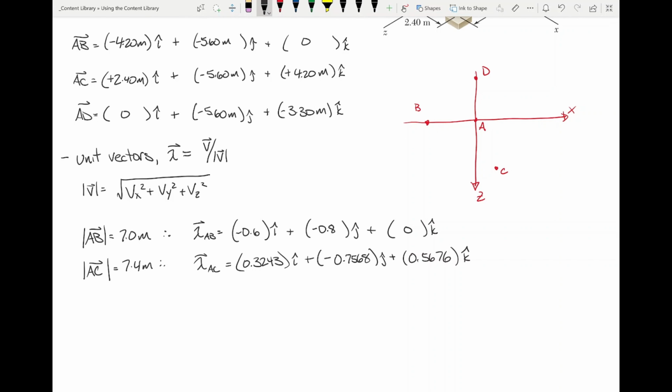You're going to get something similar with AD. AD, you're going to get the magnitude of 6.5, so the numbers are also a little messy here.